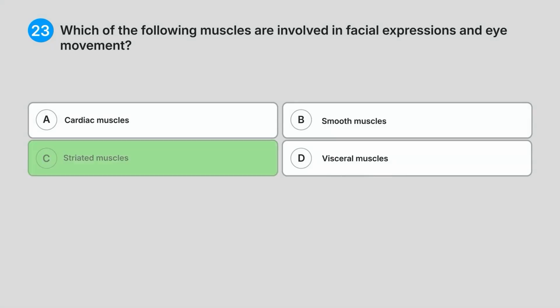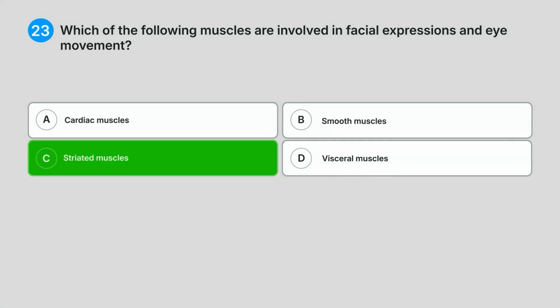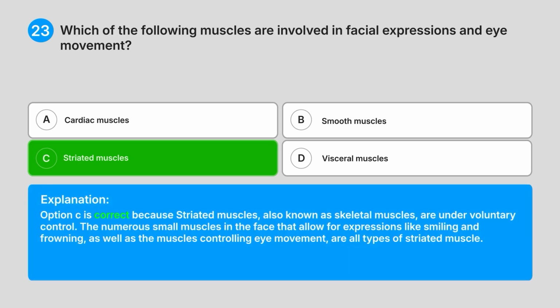Correct answer: C. Striated muscles. Explanation: option C is correct because striated muscles, also known as skeletal muscles, are under voluntary control. The numerous small muscles in the face that allow for expressions like smiling and frowning, as well as the muscles controlling eye movement, are all types of striated muscle.